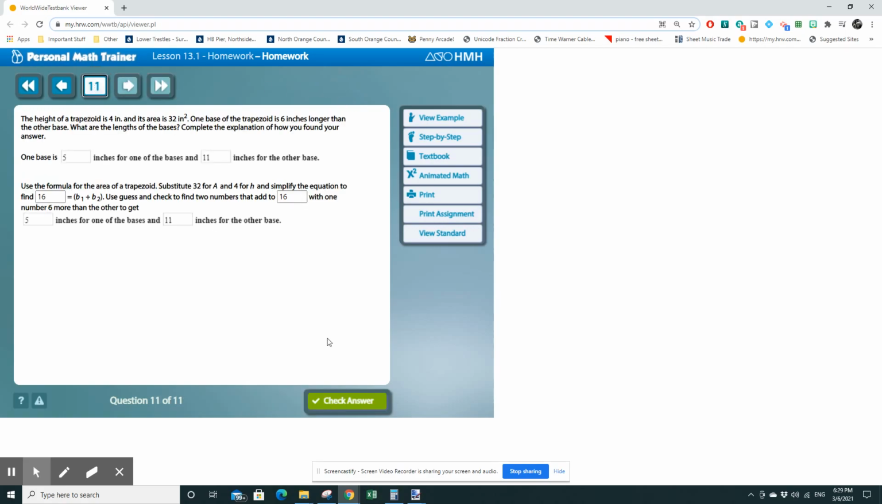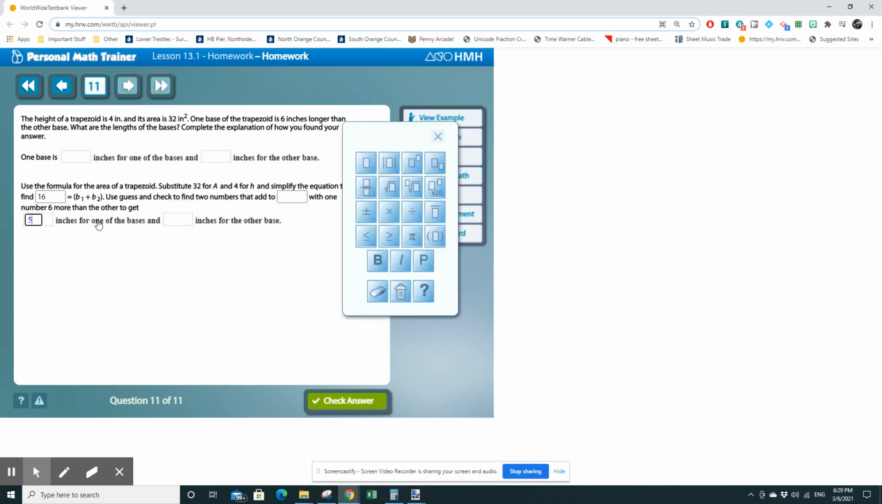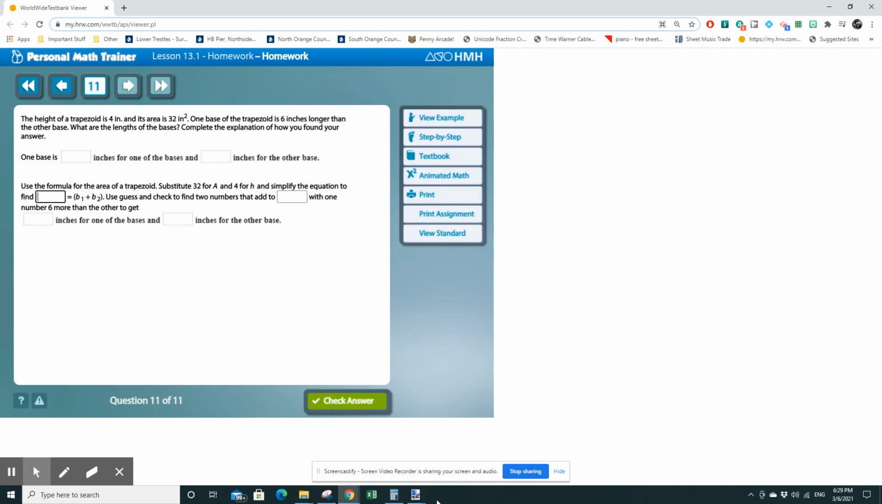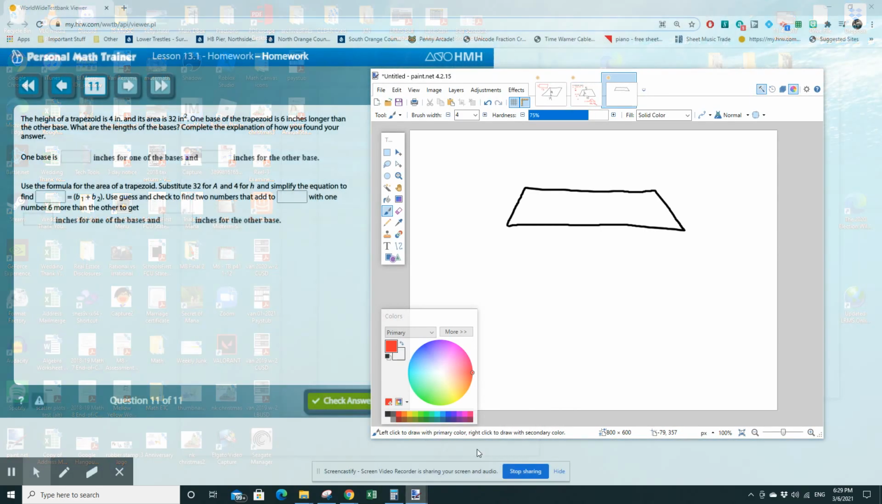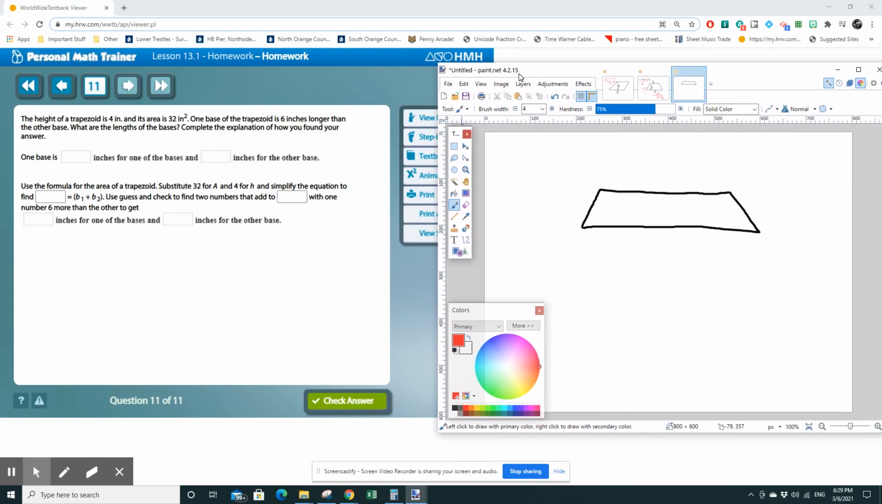And number 11, which is the worst of all, a trapezoid. Now, this is extremely difficult. So I recommend you doing this step by step, but even this would make it very confusing. The height of a trapezoid is 4 inches, and its area is 32 inches squared. One base of the trapezoid is 6 inches longer than the other base. What are the lengths of the bases? Complete the explanation of how you found your answer.